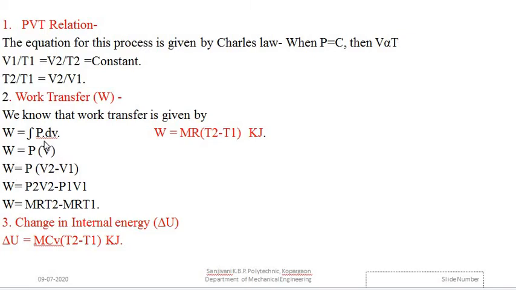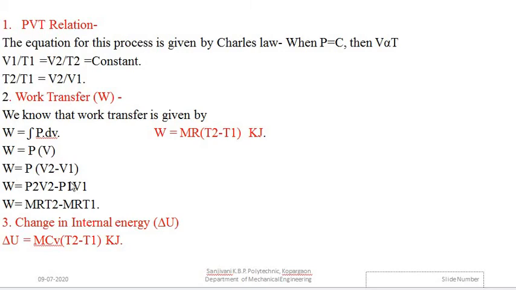The changing parameter is the volume. So volume is changing from V1 to V2. Therefore, integrating this with the boundary limits of V1 to V2. Therefore, P into V with boundary limits V1 to V2. Therefore, putting the upper limit and lower limit, this equation becomes W is equal to P into V2 minus V1. So W is equal to P2 V2 minus P1 V1.